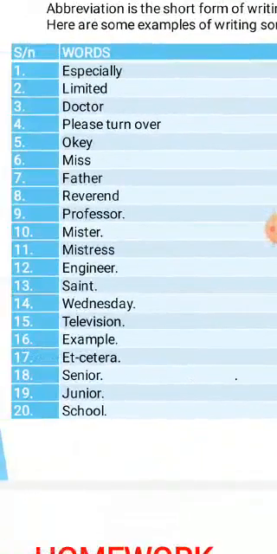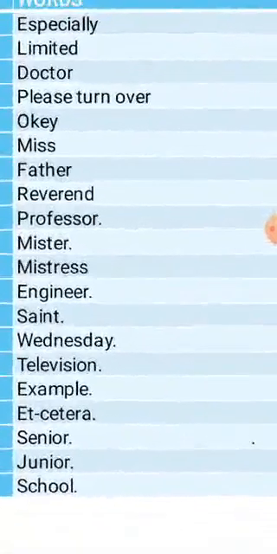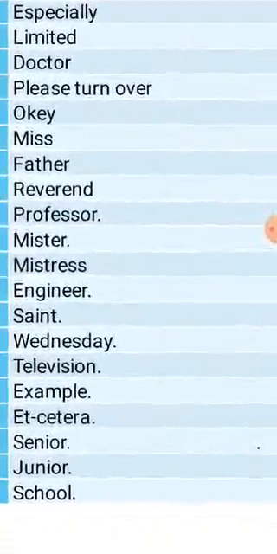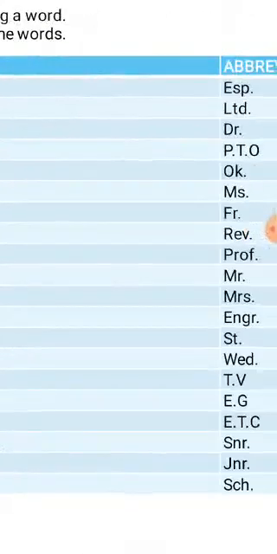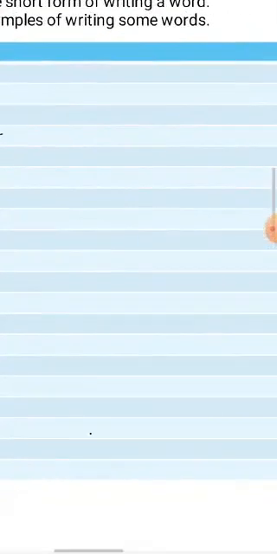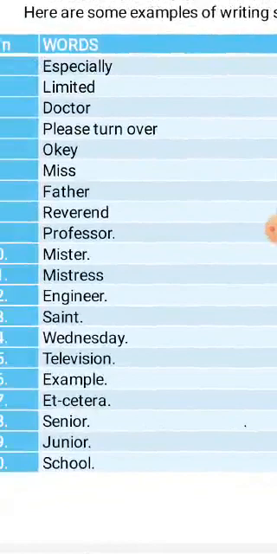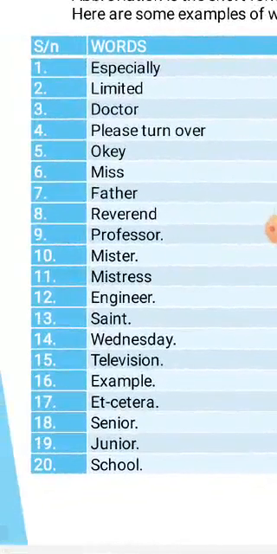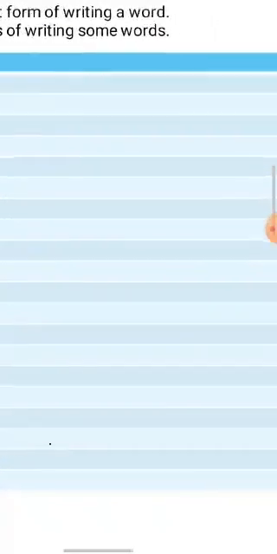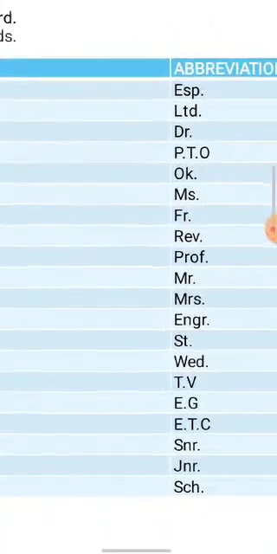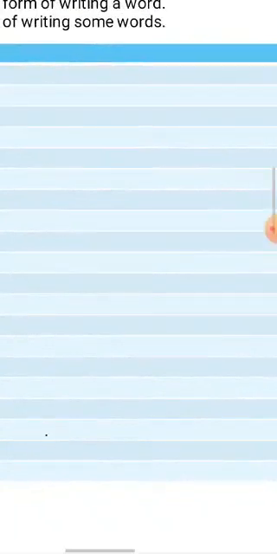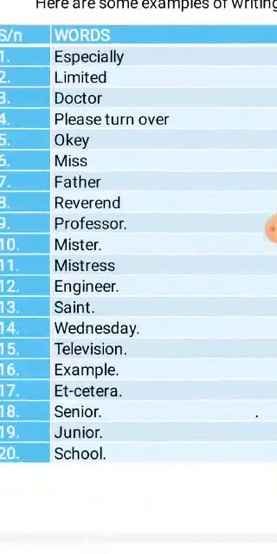The short form of the word okay is OK. When you are not through with what you are doing, you say it is okay. The short form of the word, number 6, miss, is MS. This word is used for girls who are not yet married or ladies who are not yet married. You address their names as Miss.